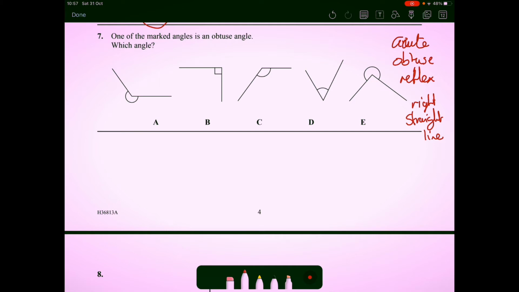The acute angles are less than 90, obtuse angles are between 90 and 180, and reflex angles are greater than 180. So we're looking for something that is greater than 90, so not that one because that's 90 exactly, and less than 180 and less than a straight line. That's an acute angle, so it's not that one. That's greater than 180, that's a reflex, as is that one, so that leaves us with C. Somewhere between a right angle and a straight line.